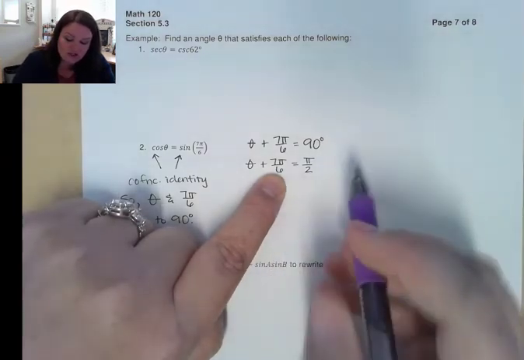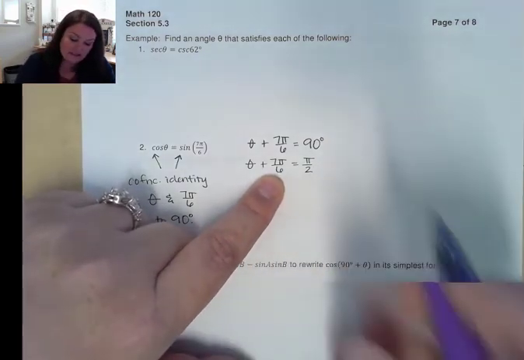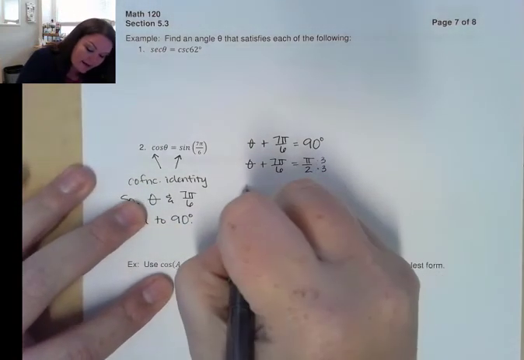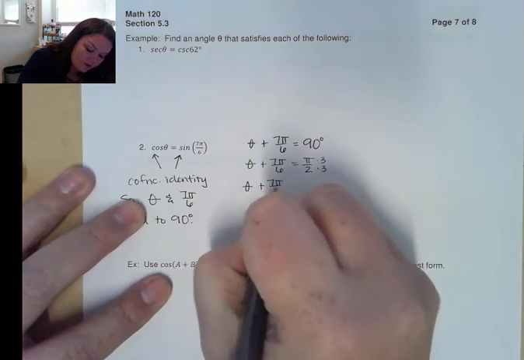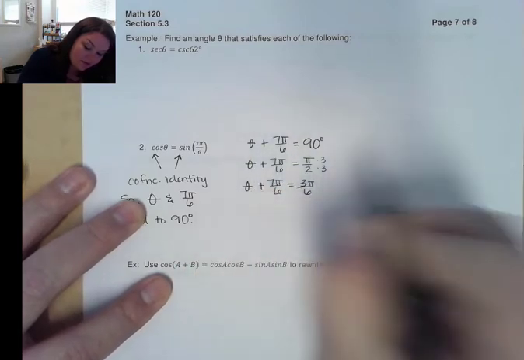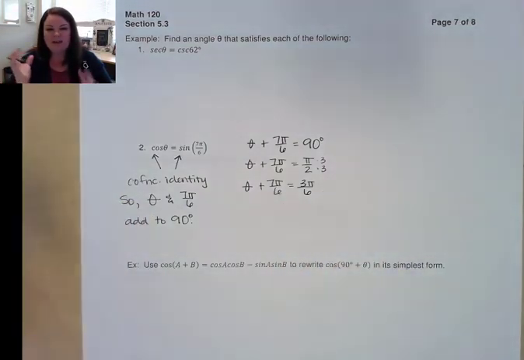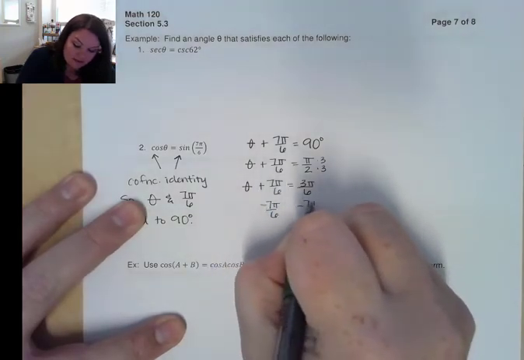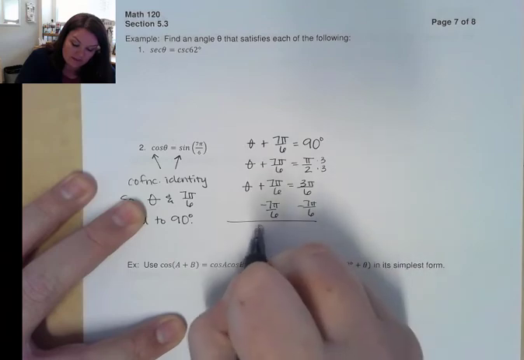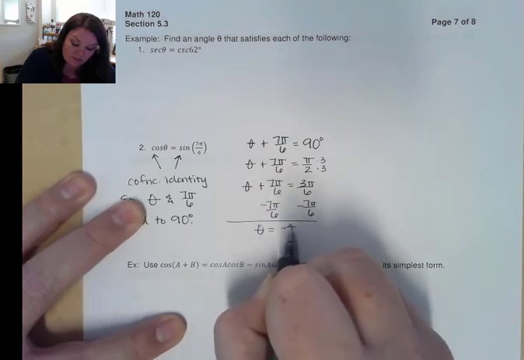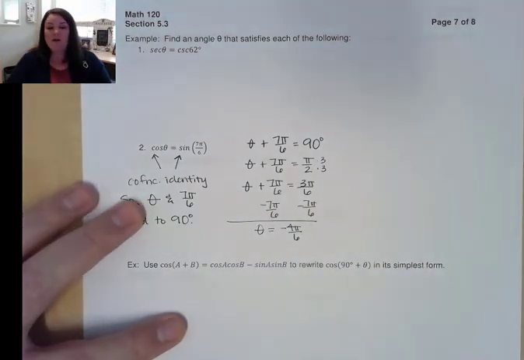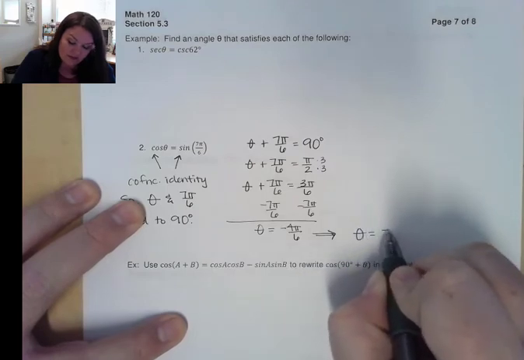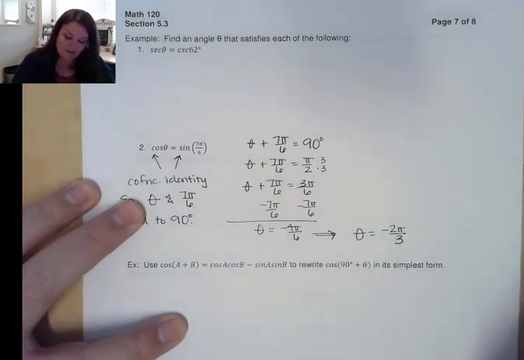So I'm going to go ahead and just change this one so it has a denominator of 6 by multiplying on top and bottom by 3. That way I have theta plus 7 pi over 6 is equal to 3 pi over 6. And now when I move this term over, I'll be easily able to combine them. So I'm going to subtract 7 pi over 6, subtract 7 pi over 6, which gives me theta is equal to negative 4 pi over 6. And I want to go ahead and reduce that because that one is reducible. So I have theta is equal to negative 2 pi over 3.